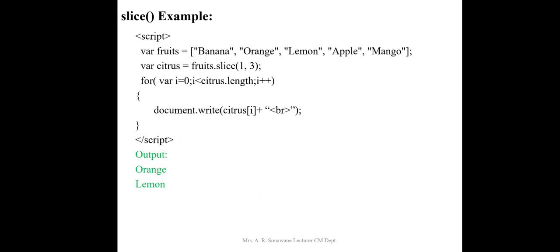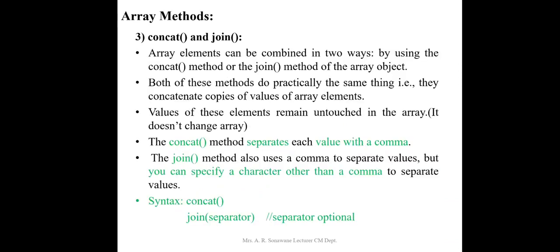If you print the citrus array with a for loop, document.write citrus of i, then the output will be orange and lemon. So we are slicing only the citrus elements. Likewise, the fruits array can be divided into two different parts. That is, we can make a slice of it with the slice function.